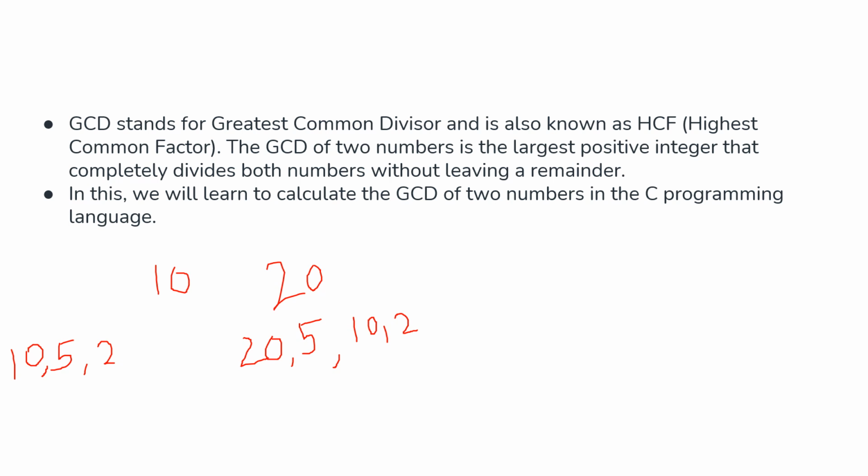Here 5, 2 and 10 are common, but the highest number which is divisible by both these numbers is 10, right? So this is what we will take as the GCD of 10 and 20. GCD is nothing but the largest positive integer that completely divides both the numbers without leaving a remainder. In this example, it is 10.